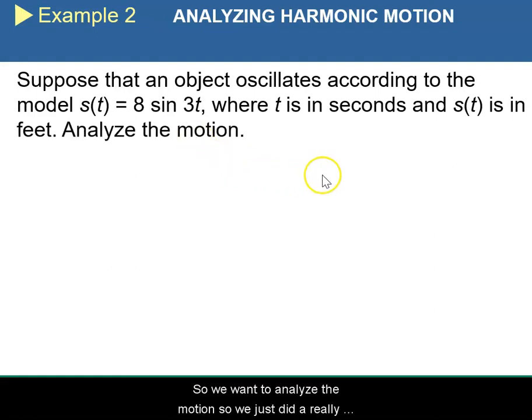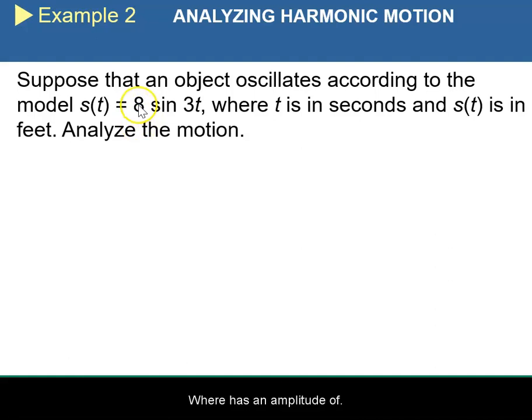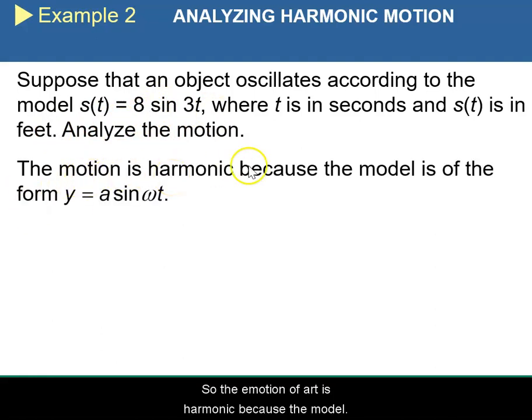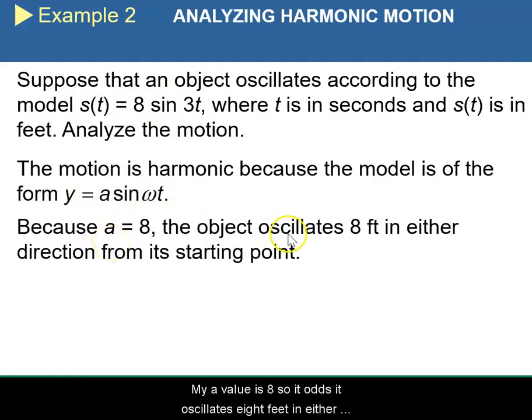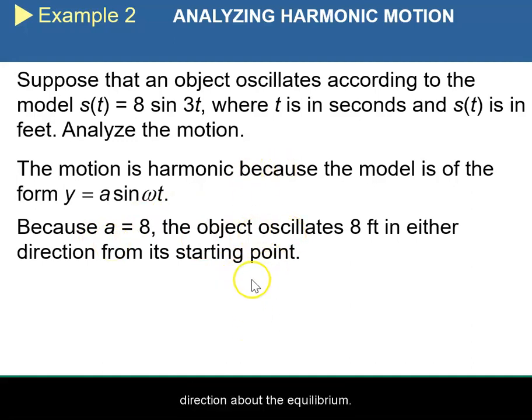Okay. So we want to analyze the motion. We just did a really quick analysis, right? So I know that I am starting this off where it has an amplitude of 8 feet, right? Because everything's in feet here. So the motion is harmonic because the model follows that formula that we have for harmonic motion. It just happens to be sine instead of cosine this time. My A value is 8, so it oscillates 8 feet in either direction about the equilibrium point.